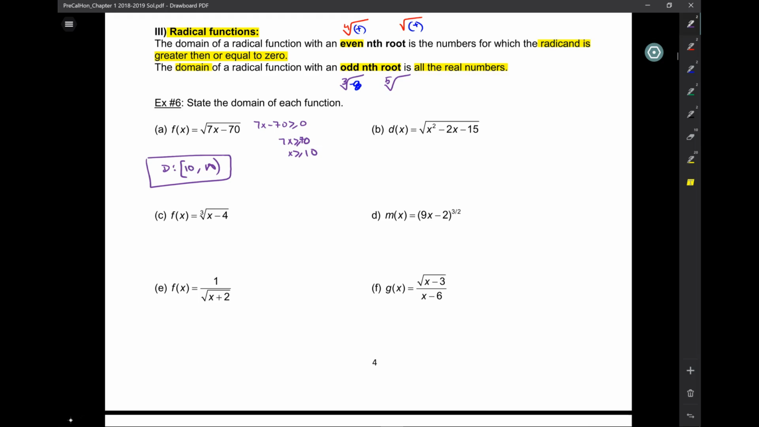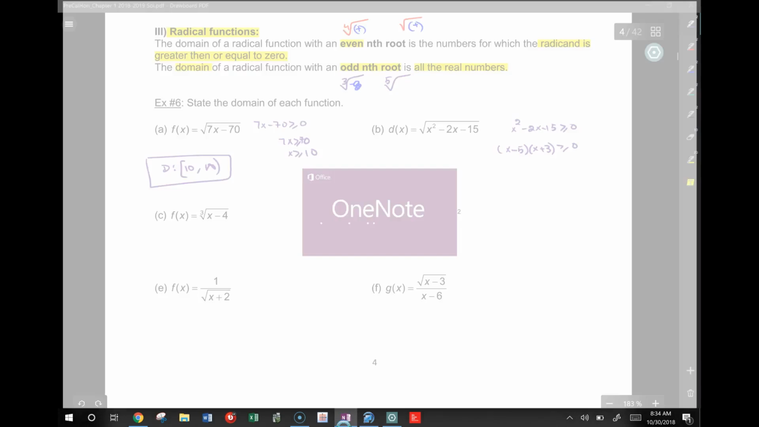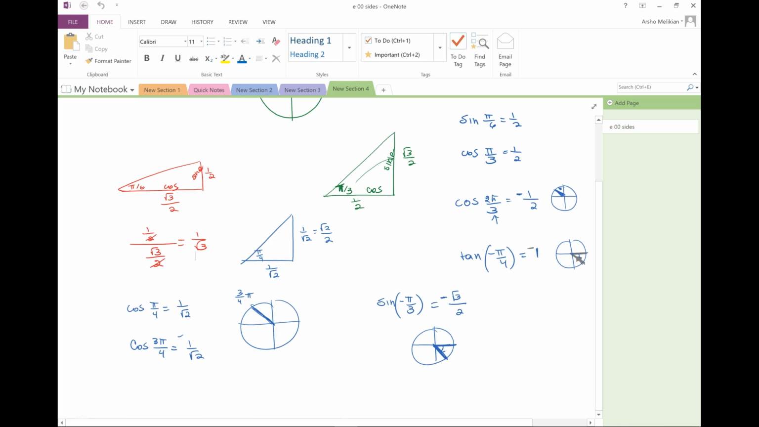Same thing here. So x minus 5 times x plus 3 has to be greater than or equal to 0. Right? And here is where we have to think a little bit. Why do you have one bracket on the 10 to infinity? Remember, infinity never gets a bracket because we never know where infinity is. The 10 gets a bracket because x can equal 10. When x is 10, you get 0 inside.